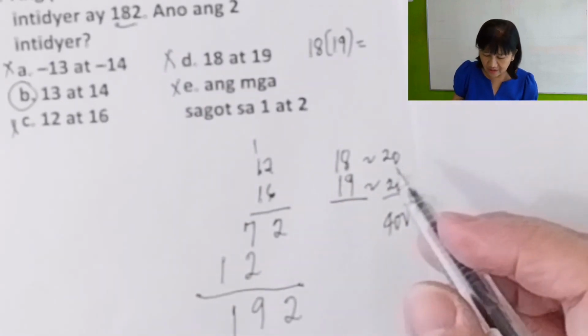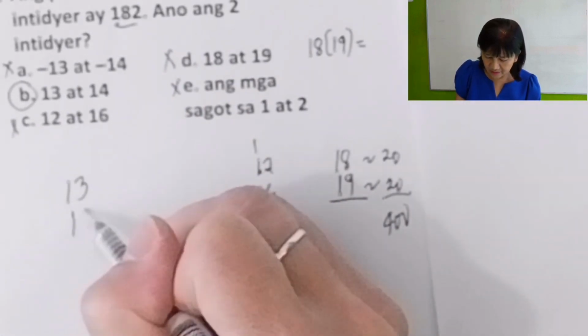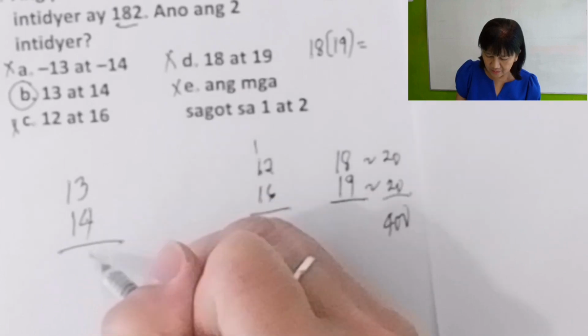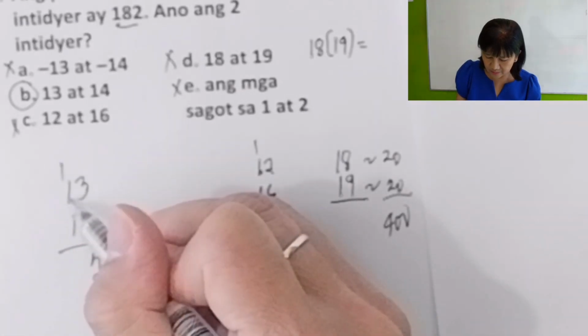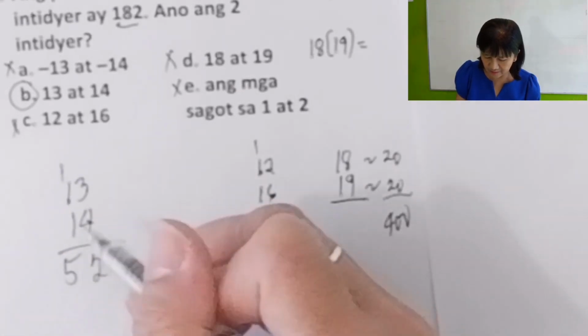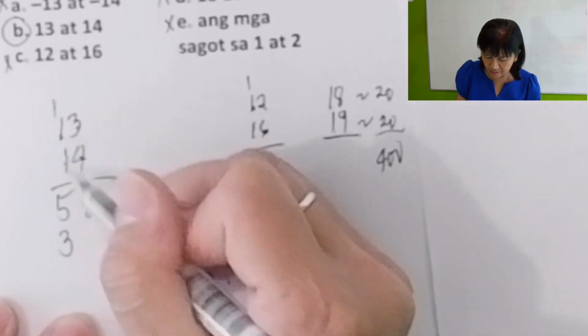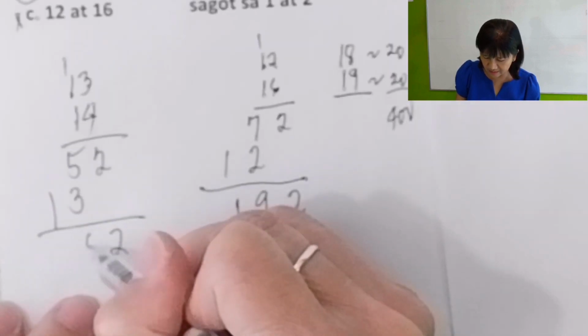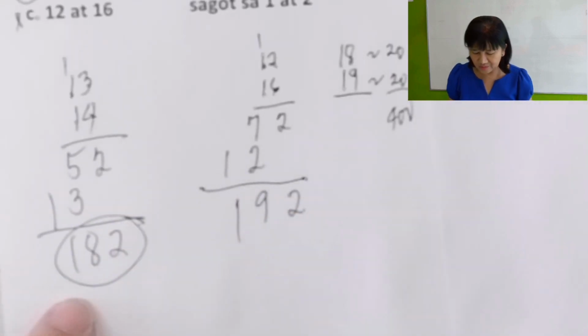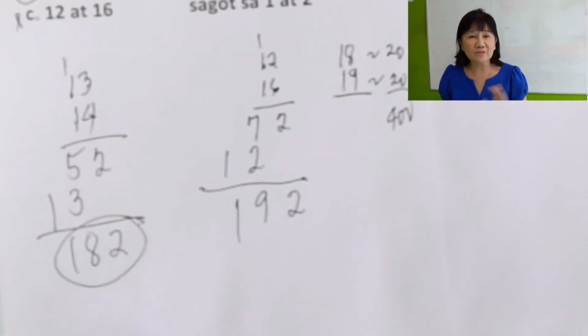Let us try that. Let's check that. 13 times 14. 3 times 4 is 12, 2 carry 1. 4 times 1 is 4, plus 1 is 5. 3 times 1 is 3. 1 times 1 is 1. Oh, that's it. 182.